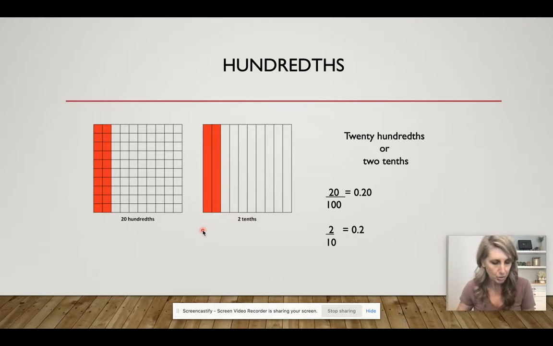All right, grab your printables that you printed out the other day, or if you didn't, pause the video, click on the link, print them out again, and I need you to grab your hundredths grid. And I want you to color in for me 40 hundredths. Go ahead.